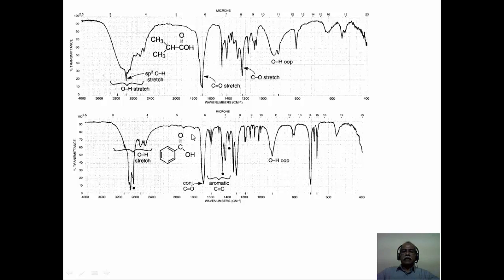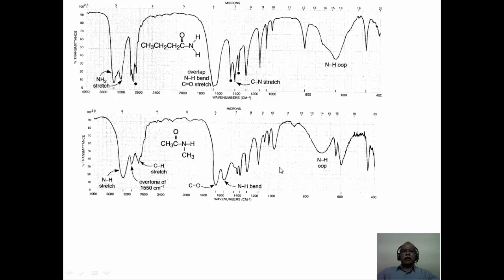This is for benzoic acid. In addition to the carbonyl stretching frequency, you do see the C double bond C aromatic stretching frequencies also, plus the OH stretching frequency in the usual, higher frequency region is very clearly seen. This is a spectrum of a primary amide. This is butyramide. The butyramide spectrum should have the carbonyl stretching frequency coming in this region.